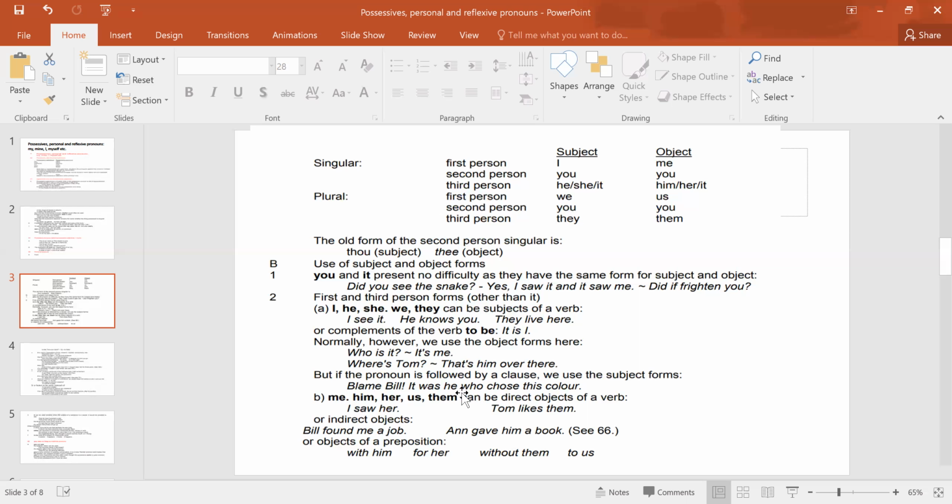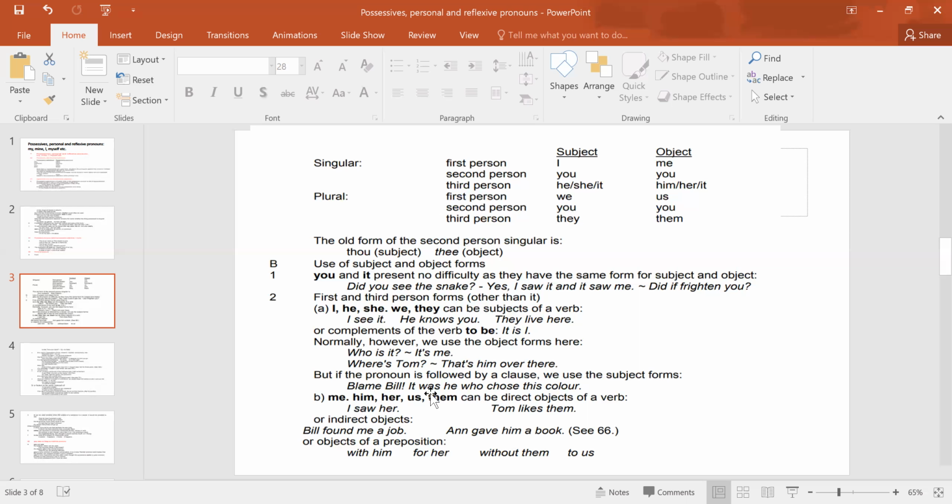But if the pronoun is followed by a clause, we use the subject forms. Yes, if a pronoun is followed by a clause, we use the subject form. For example, it was he who chose this color.